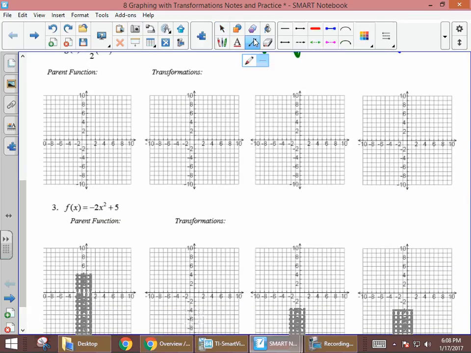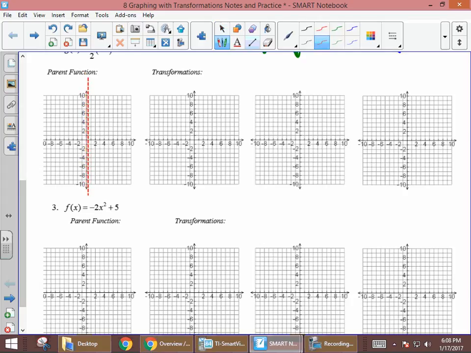So, axis of symmetry, right there at 0. Vertex at 0, 0. Over 1 up 1, over 2 up 4, over 3 up 9. Same thing happens on the left. Looks like we're going to do that for every problem that we have to do, putting in that parent.